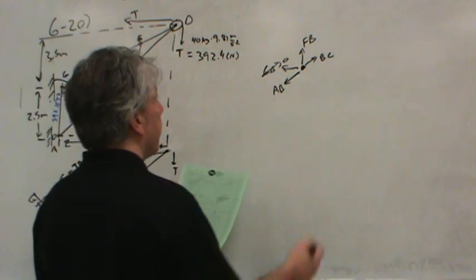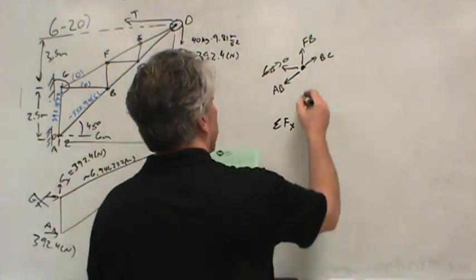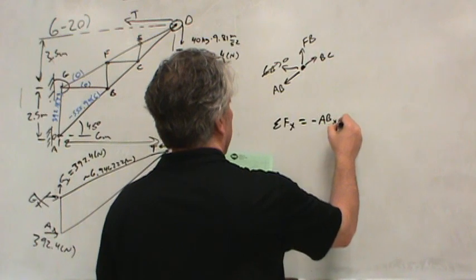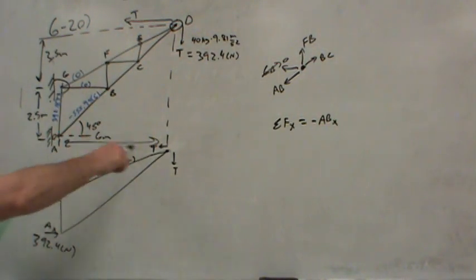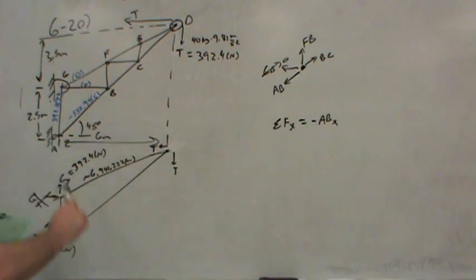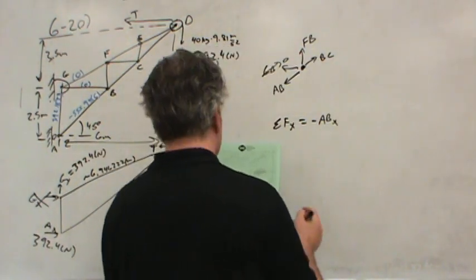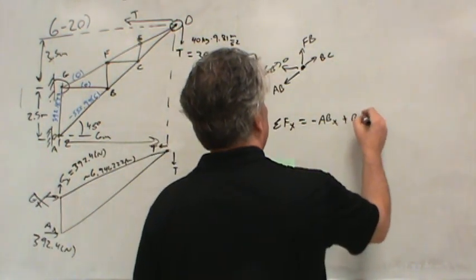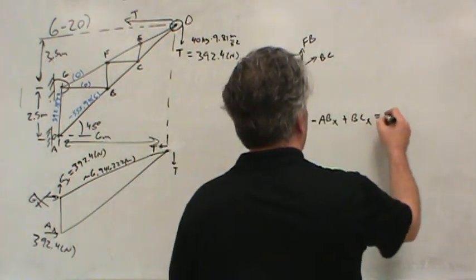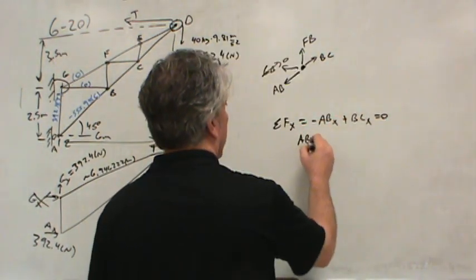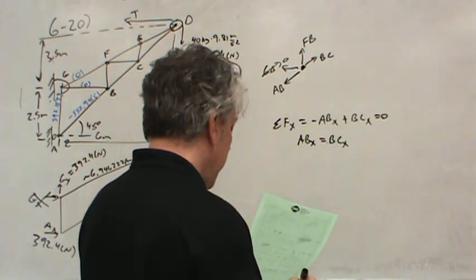And so if we were to sum forces in the horizontal direction, we get negative ABX. Now I know AB is compressive. So if I were to actually plug in numbers here, I'd plug in this negative number, and let the signs work themselves out. Plus BCX. Notice there's no horizontal component of FB. So this tells me that the horizontal component of AB equals the horizontal component of BC.